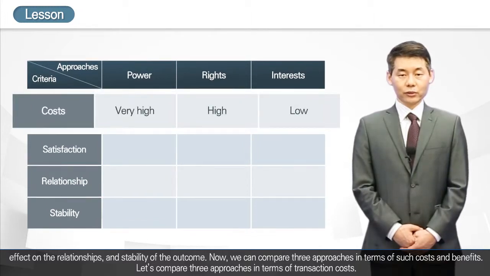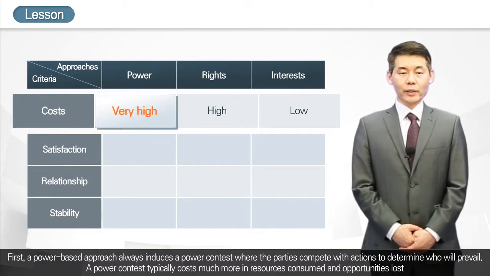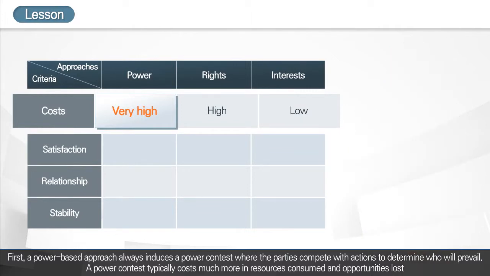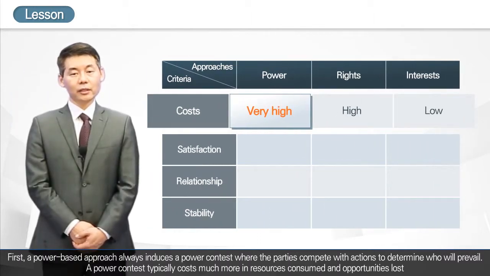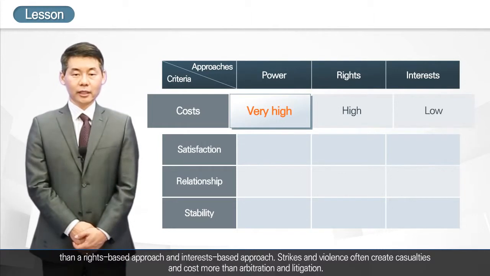Let's compare the 3 approaches in terms of transaction cost. First, a power-based approach always induces a power contest where the parties compete with actions to determine who will prevail. A power contest typically costs much more in resources consumed and opportunities lost than a rights-based approach and an interest-based approach. Strikes and violence often create casualties and cost more than arbitration and litigation.